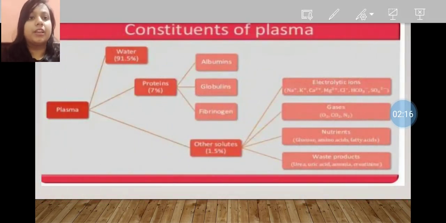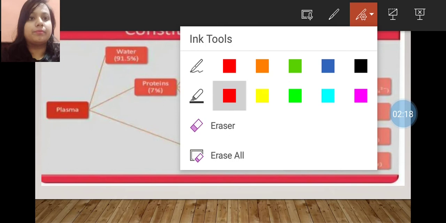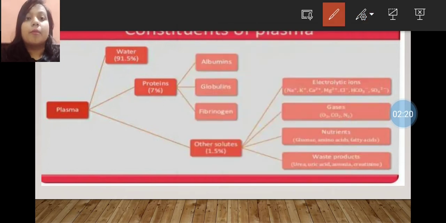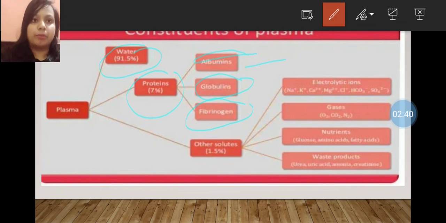In the constitution of plasma, plasma has a major amount of water, which is 91.25%, and protein is about 7%. In this, proteins are of three types: albumin, globulin and fibrinogen. Albumin helps in osmotic balance, globulin helps in immunity, and fibrinogen provides the clotting factor.